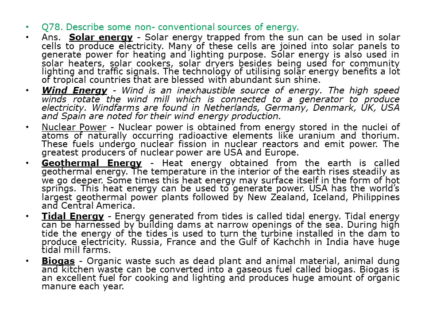Describe the non-conventional sources of energy: solar energy, wind energy, nuclear power, geothermal energy, tidal energy, biogas. Solar energy trapped from the sun can be used in solar cells to produce electricity. Many of these cells are joined into solar panels to generate power for heating and lighting purposes. Solar energy is also used in solar heaters, solar cookers, solar dryers, besides being used for community lighting and traffic signals. The technology of utilizing solar energy benefits a lot of tropical countries that are blessed with abundant sunshine.